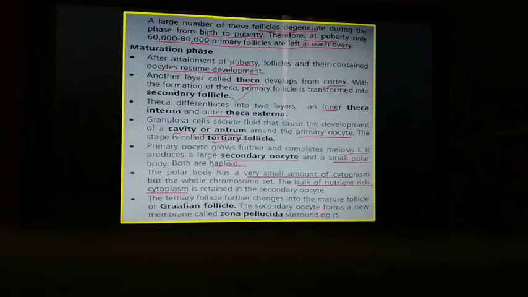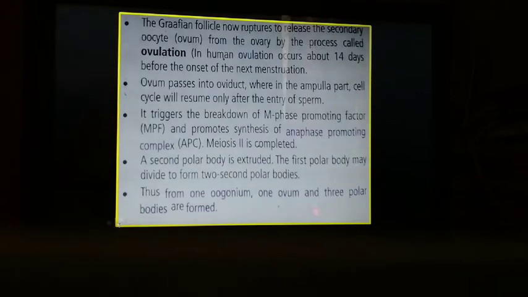Next, the tertiary follicles change into mature follicles, which are known as Graafian follicles. Here the secondary oocyte forms a new membrane known as the zona pellucida, which surrounds the ovum. Next, the Graafian follicle ruptures to release the secondary oocyte, that is the egg or ovum, from the ovary by a process known as ovulation. In human beings, ovulation takes place 14 days before the onset of the next menstruation.